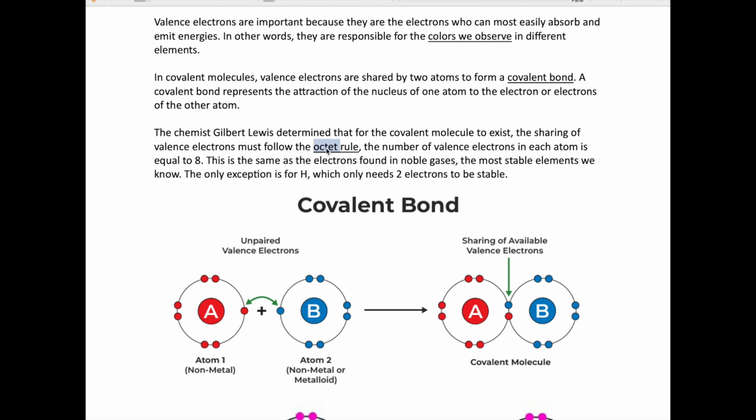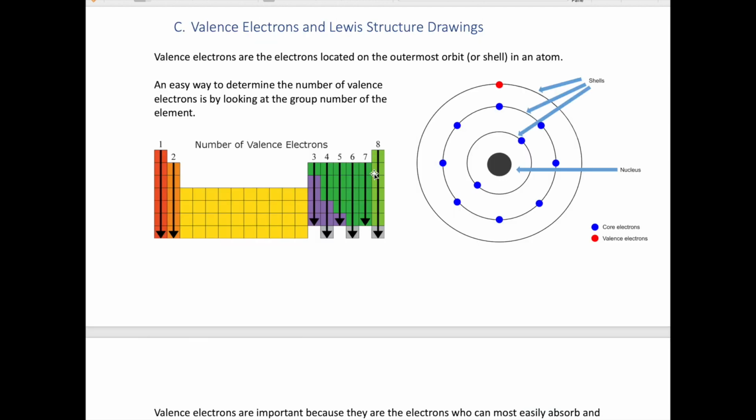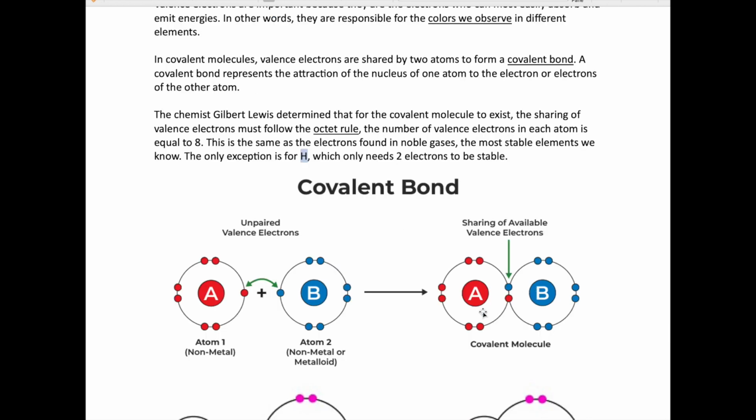The word octet means 8, and you notice that they all have 8 electrons. Now, you might wonder, why is 8 a magic number here? Well, 8 corresponds to the noble gases, and noble gases we know are elements that don't really react with other elements. They're what we call inert elements. So as a result, molecules follow that same rule, and Lewis discovered this concept.